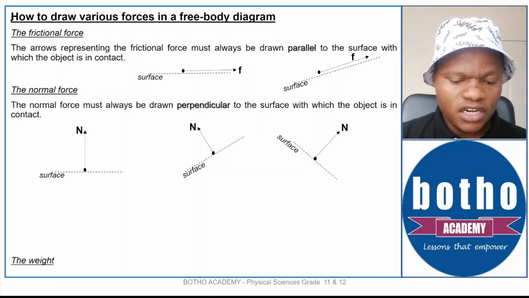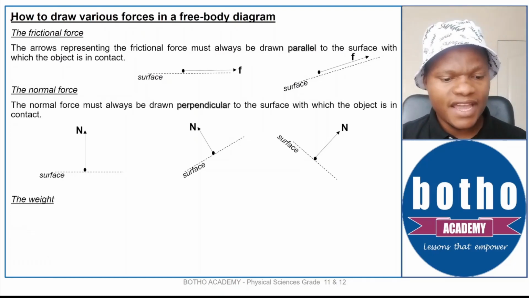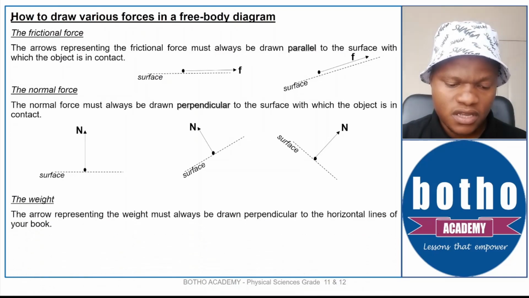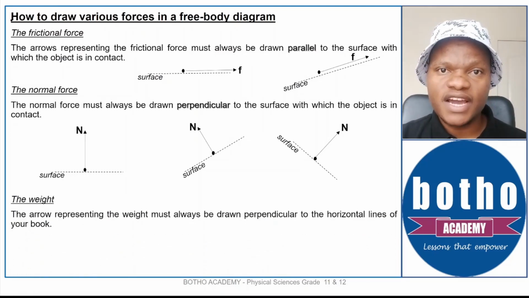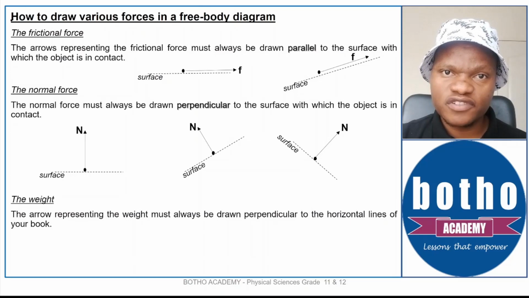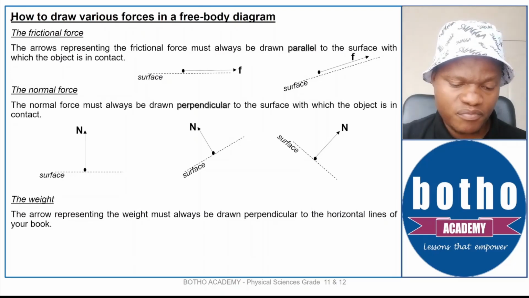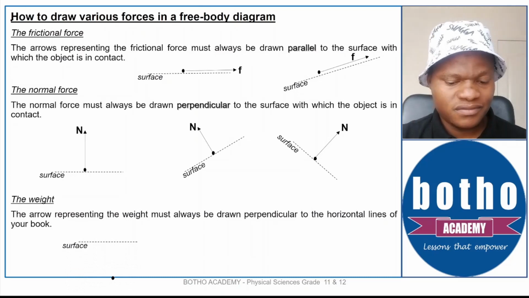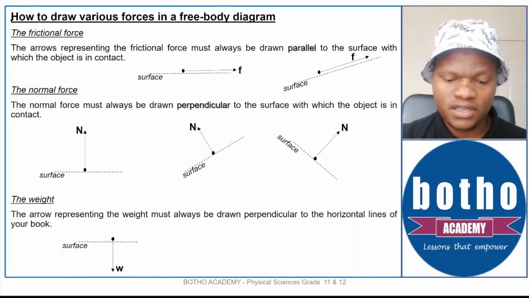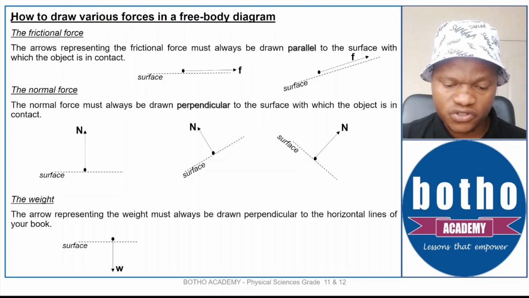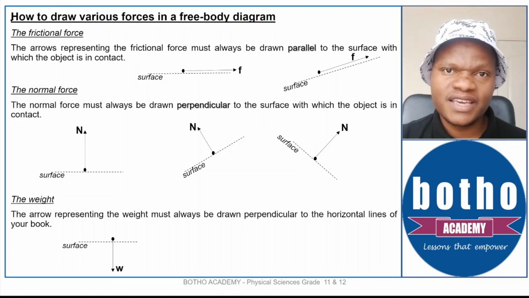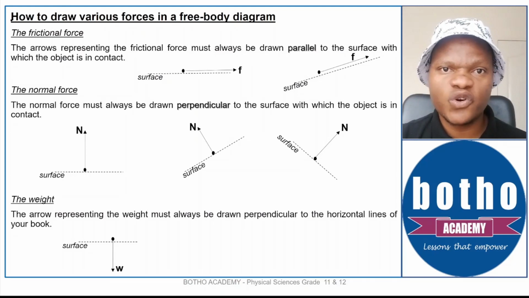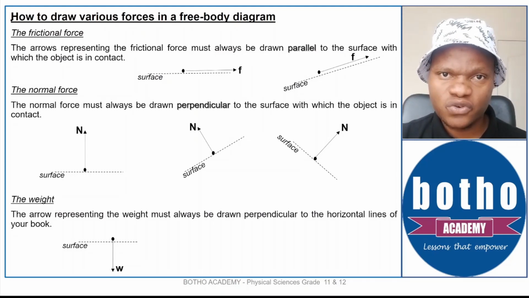All right, now let's look at the weight. Again, this is a force which has to be understood when we draw the free body diagram. We don't really have a problem when the surface is a horizontal surface. Most of the time, learners know that the weight or the force of gravity has to be drawn as a line pointing downwards. But this has to be the case at all times, regardless of the orientation of the slope or the orientation of the surface.